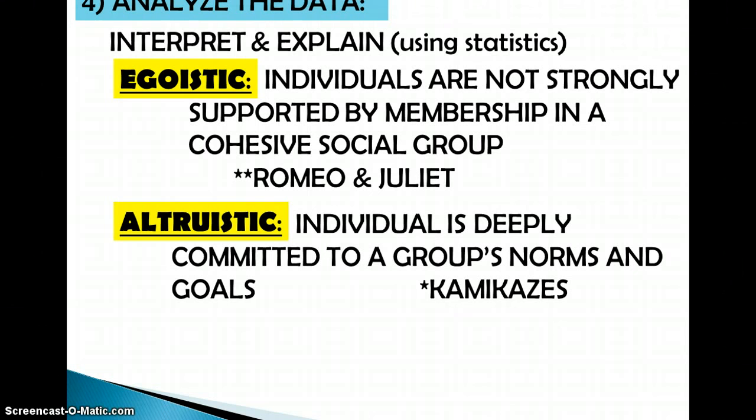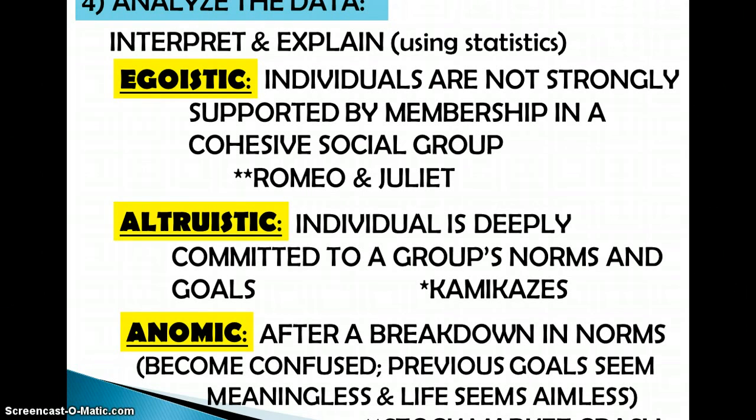Altruistic suicide is the second kind of suicide that Durkheim came up with in his analysis. And this is where individuals are completely opposite of egoistic. They are deeply committed to a group and their ideas. So the kamikaze pilots of Japan knew that they were on a suicide mission when they were flying their planes into the buildings and targets, but they were doing it for a cause, for Japan to win.